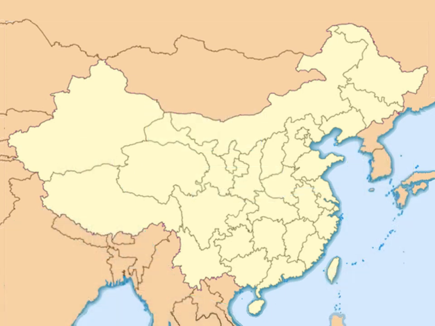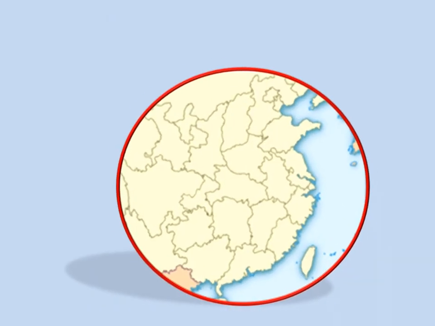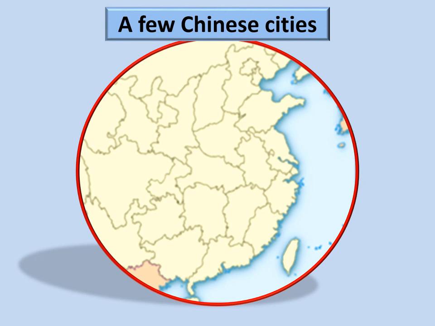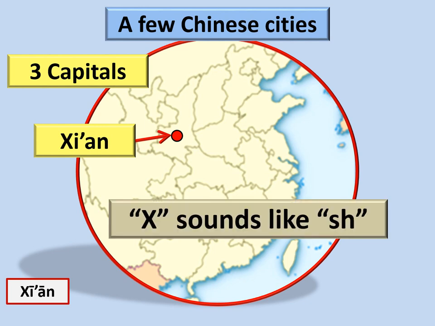As we begin, let's pause for a few minutes and consider the names of a few well-known Chinese cities. Let's look at 3 capital cities, past and present. Xi'an became the capital of China a few centuries before the Common Era, under the first emperor of China. Notice that the X is pronounced as sh.